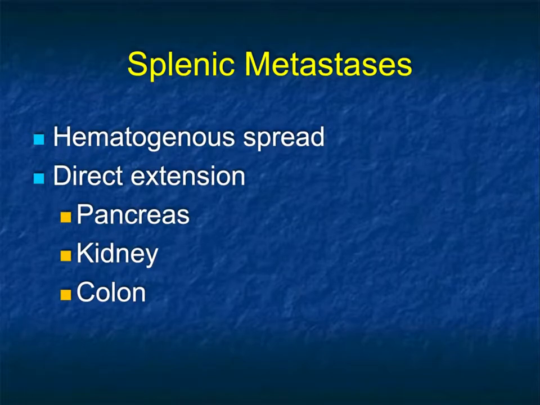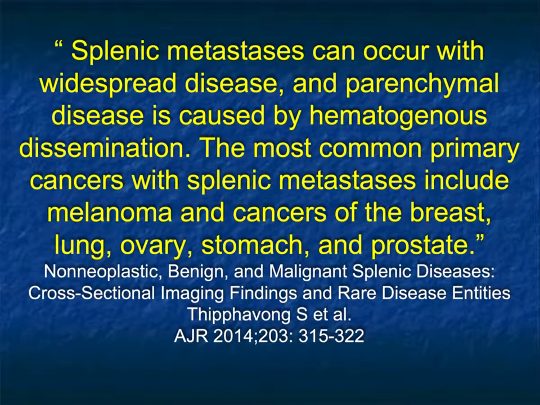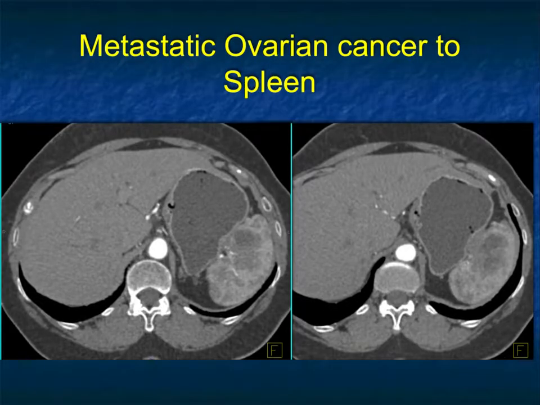We talk about large renal cancers or colon cancer, but pancreas is the one we think about the most. Splenic mets can occur with widespread disease and parenchymal diseases caused by hematogenous dissemination. The most common cancers with splenic mets include melanoma, and then breast, lung, ovary, stomach, and prostate. So no great surprises there.